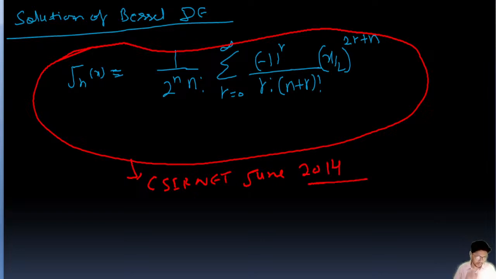This is for n equal to an integer value. Very important, guys, so you need to note it down. This is the solution of the Bessel differential equation: 1 upon 2 to the power n into n factorial, sigma r equal to 0 to infinity, minus 1 to the power r upon r factorial into (n plus r) factorial, x by 2 to the power 2r plus n.